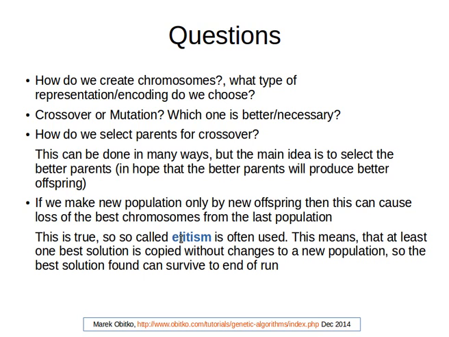This problem is common, and what we use is something called elitism. What elitism means is that at least one best solution is copied without changes to the new population. So we need to make sure that we actually copy at least one good solution from the previous population to the new population, so the best solution found can survive to the end of the run, basically, right?